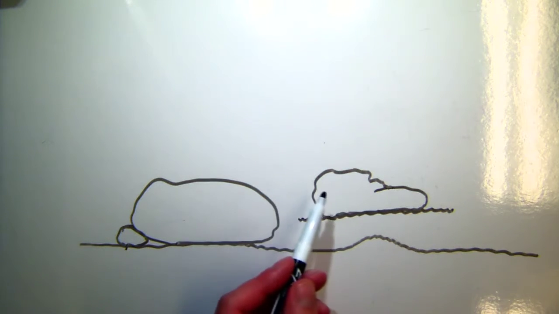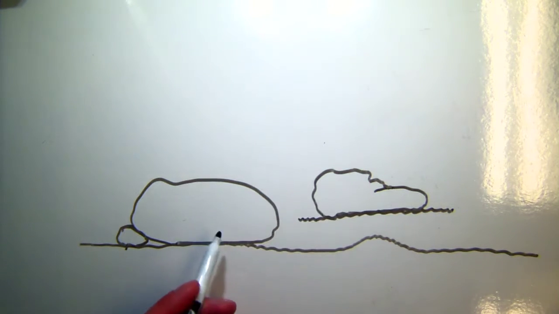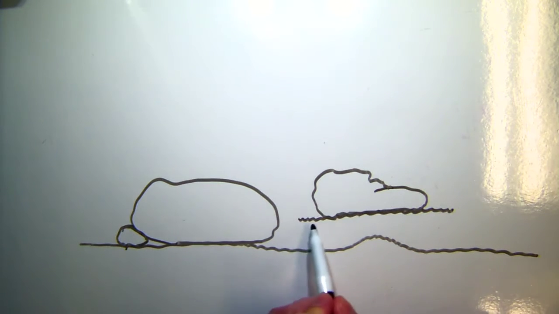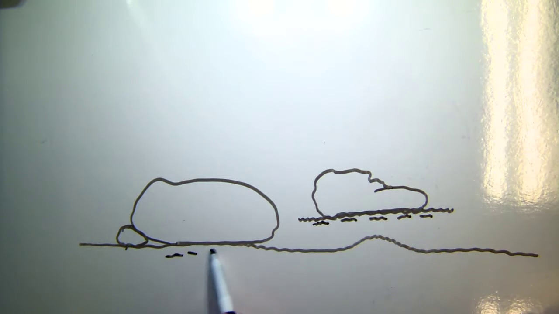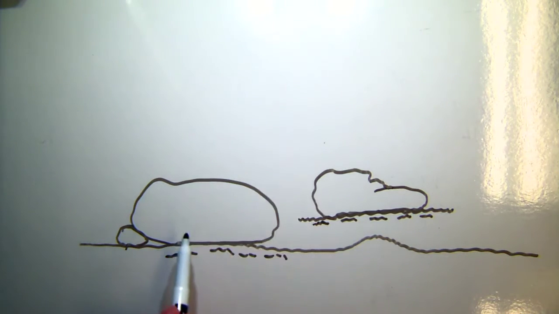So now we're making it three-dimensional. Ooh, I like that. All right. I'm going to make some other squiggles down here. Squiggly, squiggly, squiggly. I like squigglies. Squiggly, squiggly, squiggly. All right. So there's our sand and our rocks.